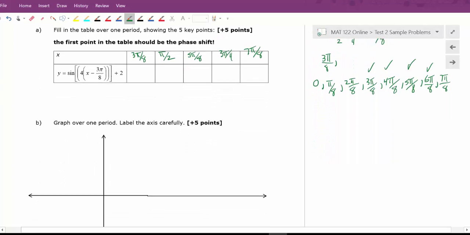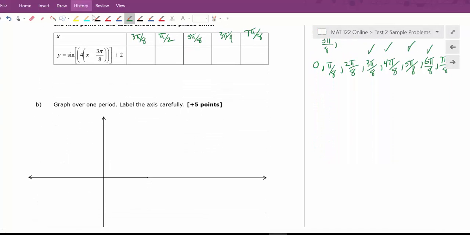Okay, so I'm going to go down to my graph, and I'm going to go ahead and get the increments. Now, don't start at 3 pi over 8. I mean, count it out like this. I just want the graph to go from the phase shift through one period. So let's mark this off like this.